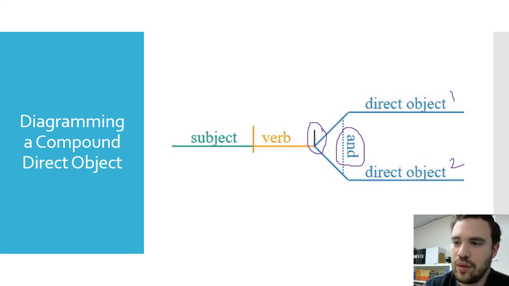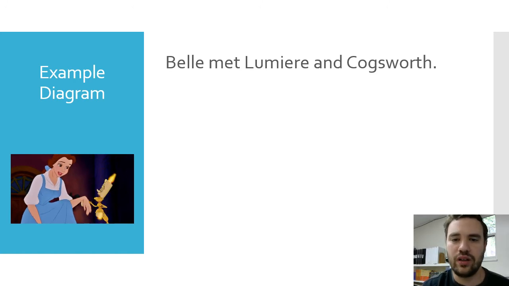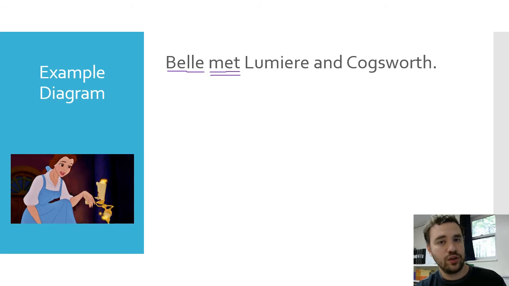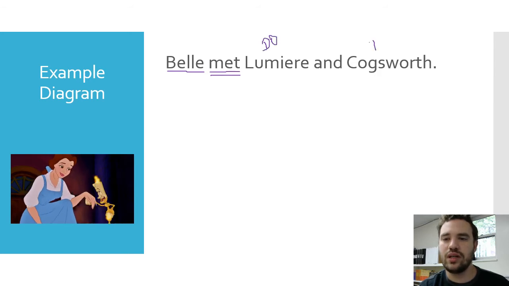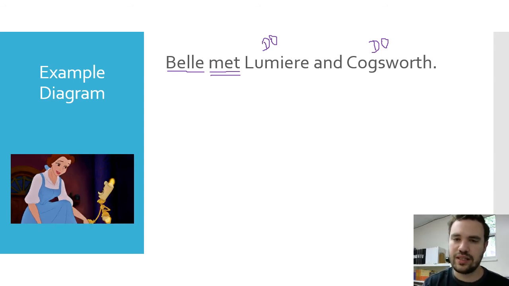All right, so let's look at a practical example of that. Belle met Lumiere and Cogsworth. All right, so we're going to look for our verb, our action word. We've got met. Then who met? Belle met. And then Belle met whom? Well, she met Lumiere and Cogsworth. So here we have a compound direct object. We've got two different characters who are functioning in the role of the direct object. So let's see how that works.